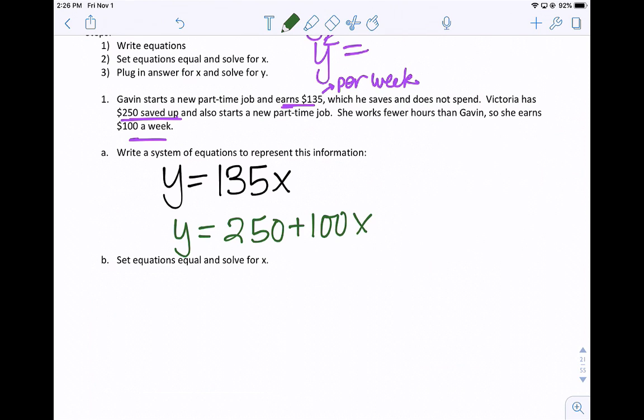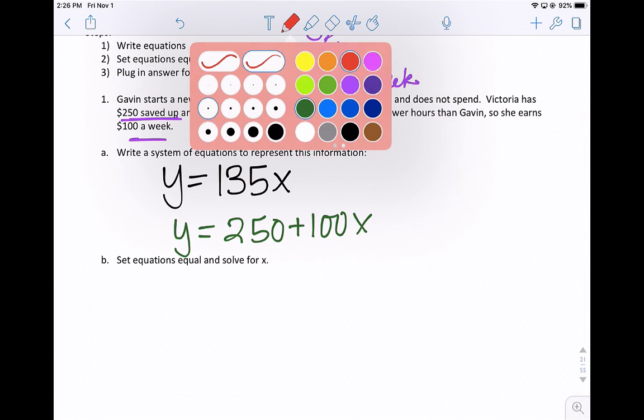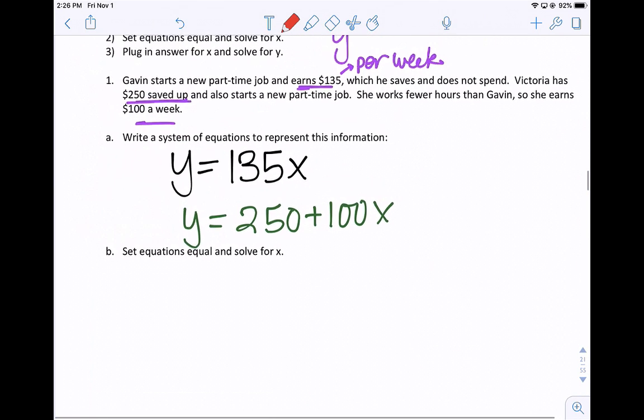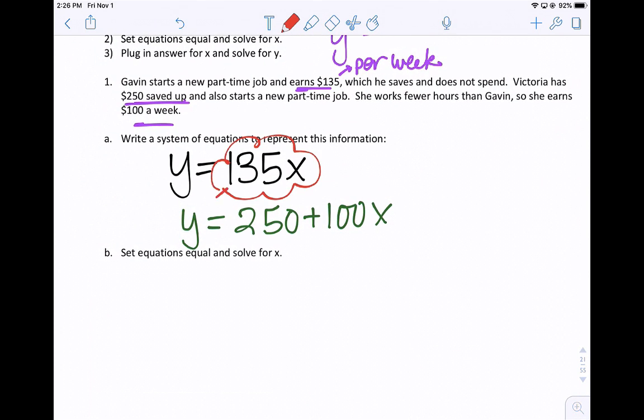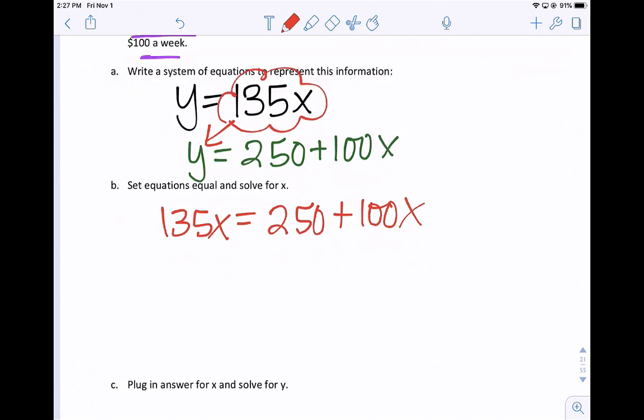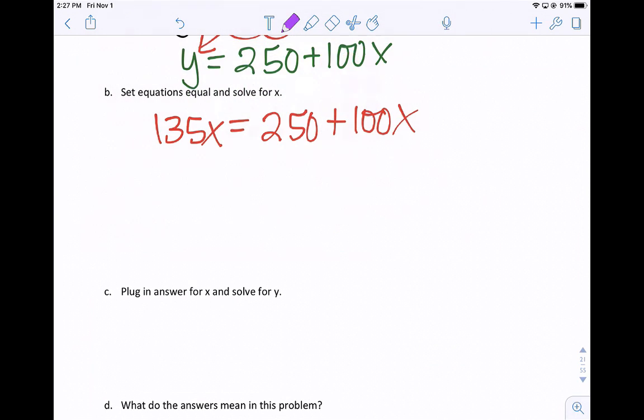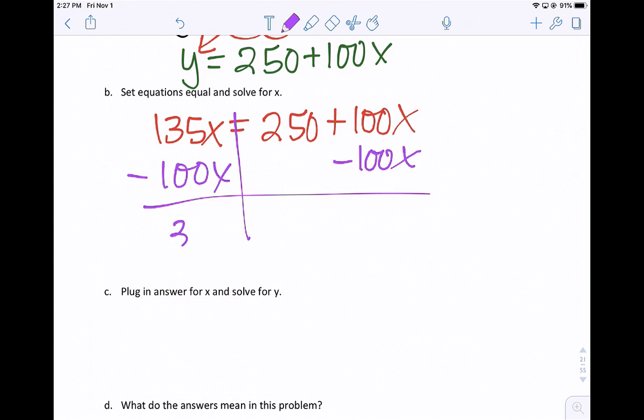Okay, so here's a case where they're both y equals. So this is when we can set the equations equal, because essentially what you're doing is you're taking what y equals and sticking it in here. So here's what it looks like. 135x equals 250 plus 100x. Okay, next step, solve for x. So let's do that. We'll subtract 100x from each side. So I get 35x equals 250. We'll divide each side by 35.